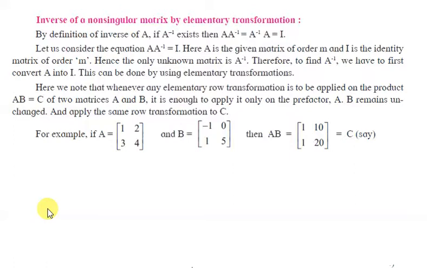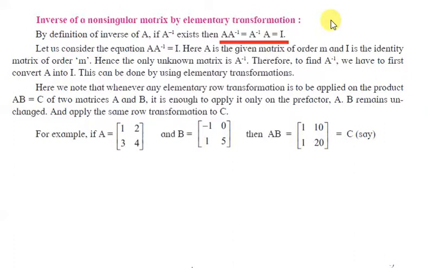Now let's begin. How to start? For finding the inverse, we will use the simple equation that A into A inverse is equal to A inverse into A is equal to I. Whenever you are finding the inverse by using the transformation method, these equations must be used. Matrix A will be given, we have to find the value of I, and A inverse will be our resultant matrix.